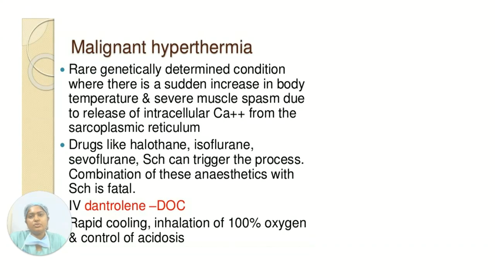It also causes malignant hyperthermia, which is a rare genetically determined condition wherein there is a sudden increase in the body temperature and severe muscle spasms due to release of intracellular calcium from the sarcoplasmic reticulum. Drugs like halothane, isoflurane, and sevoflurane can trigger the process. Combination of these anesthetics with succinylcholine can therefore prove fatal. The treatment of choice for malignant hyperthermia is IV dantrolene. Rapid cooling, inhalation of 100% oxygen, and control of acidosis can help in the treatment.